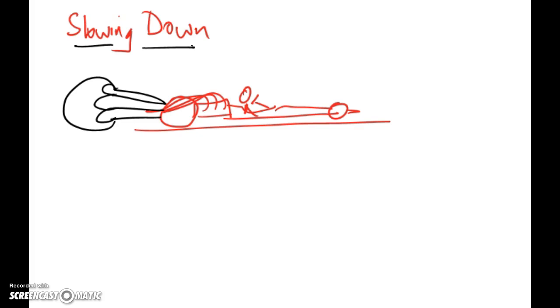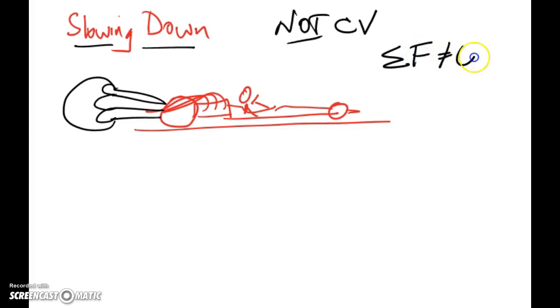It's past the finish line, and they want to get slowed down quick because they're going really, really fast. They don't want to run into the end of the track. Because we're slowing down, our velocity is not constant. Again, not constant velocity. I'll just put CV to abbreviate that. So we know that the sum of forces is not equal to zero. They are not balanced.